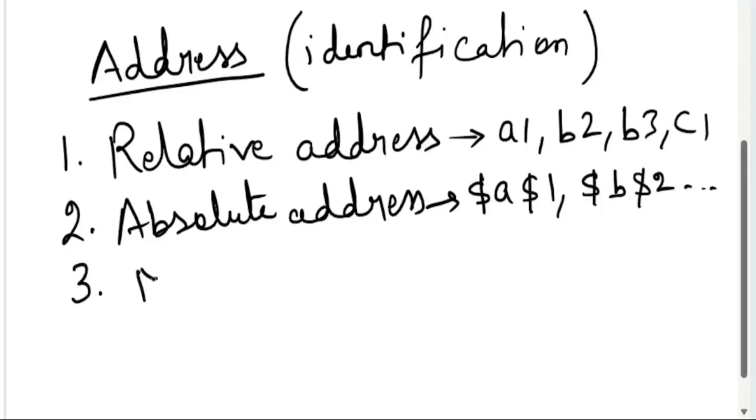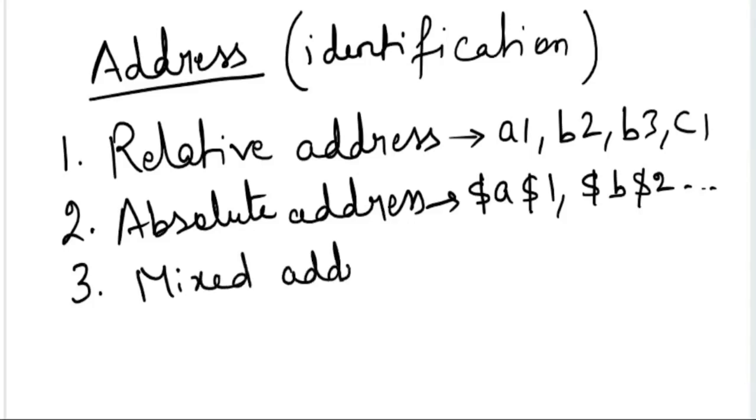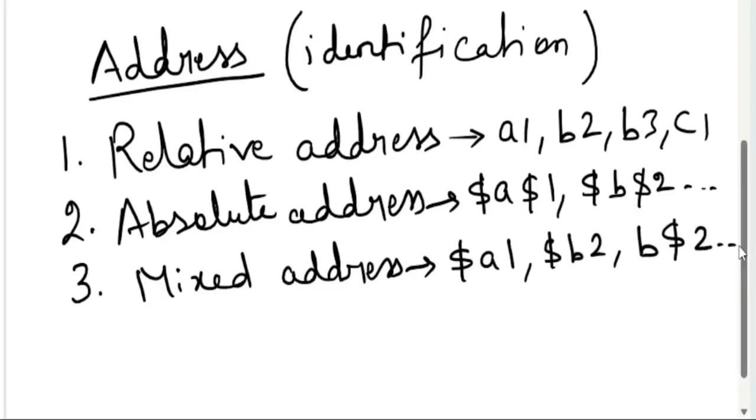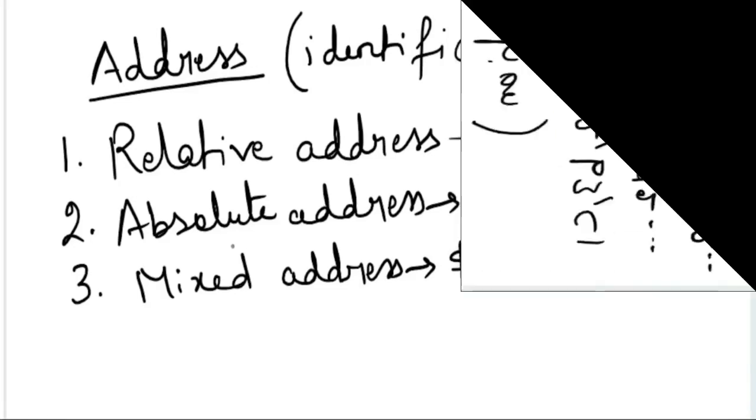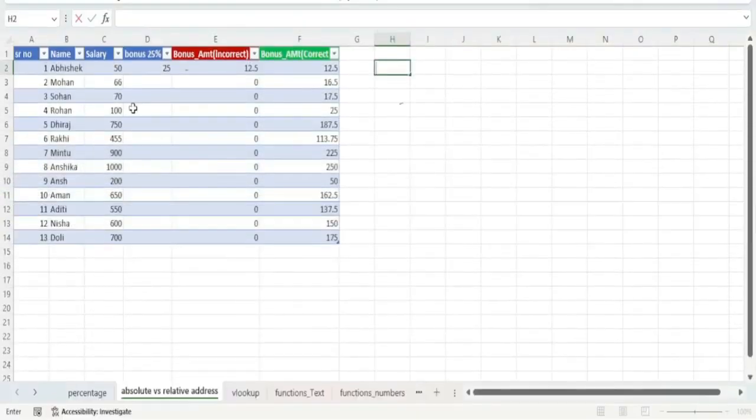And third is mixed address. In this specification, we need to prefix the dollar with either the column or the row, like $A1 or $B2, like this.